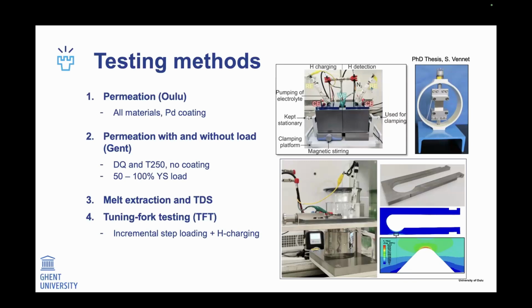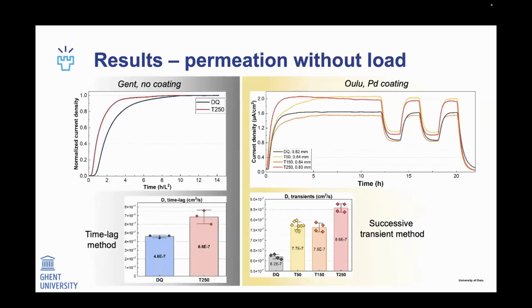So just in order, first we have hydrogen diffusion, then we're going to focus on hydrogen trapping, and then a bit of mechanical testing. So now the results. On the left side, you can see the results from Ghent, where we did not utilize coating. As you can see, the diffusion of hydrogen in direct quenched steel is slower than in the 250 tempered.